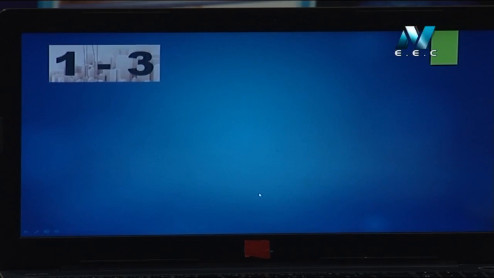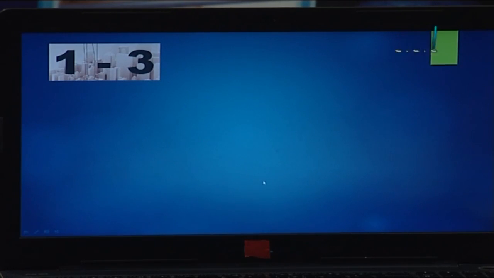Let's move to the next one. We have here the next lesson, unit 1, lesson 3.